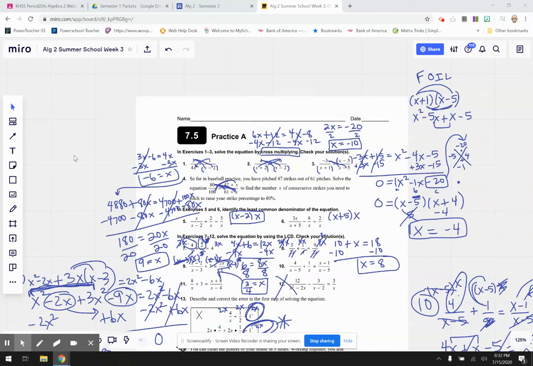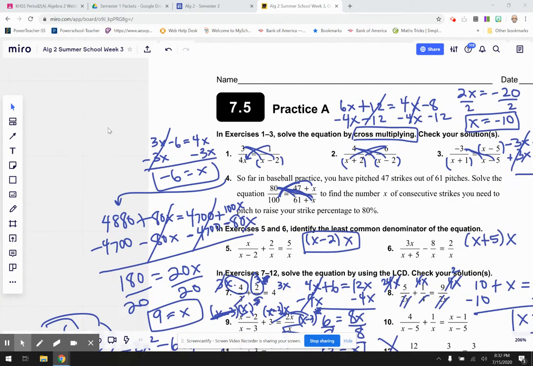Okay, here is a video for 7.5 practice A. Now I've done most of the work here on the paper already. Your job is to just copy it down, but I would watch the steps as they go through it. They're asking us to multiply rational expressions.